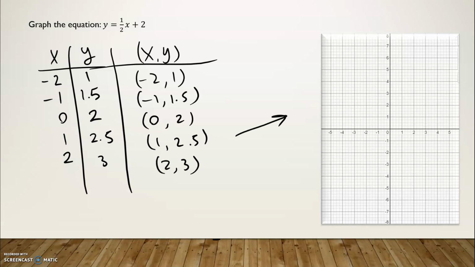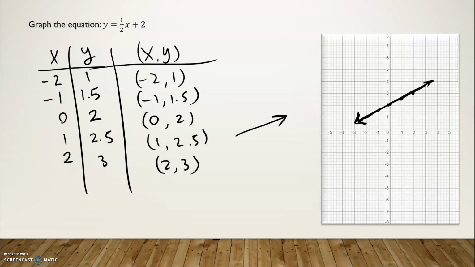So then I'll go to my graph and plot each of these points. So -2, 1, -1, 1.5, so halfway between those two. 0, 2, 1, 2.5, so about there, and then 2, 3. Okay, and then connect those dots with a straight line. And then there's your graph of y equals 1/2 x plus 2.